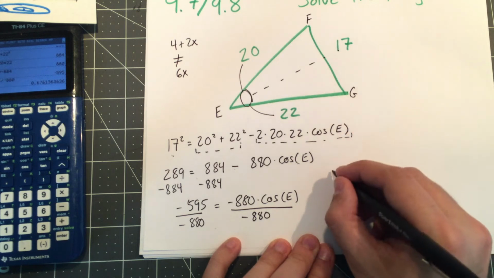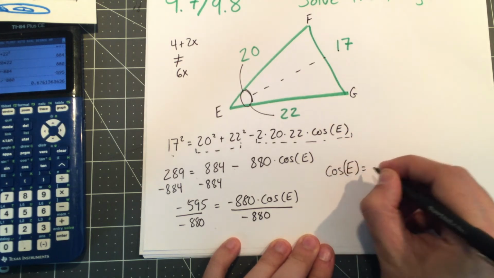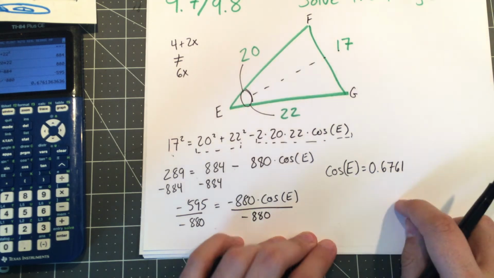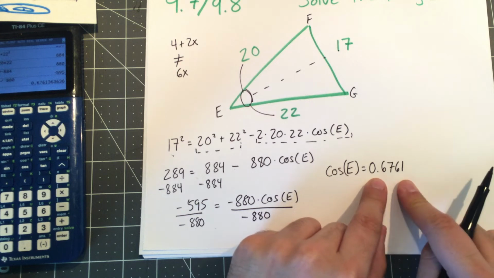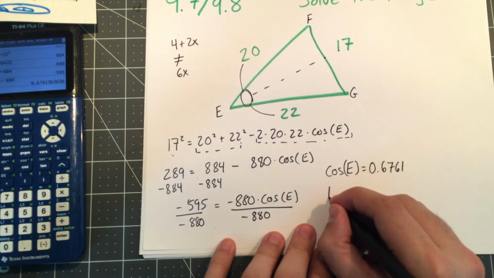So I get cosine of E is equal to 0.6761. Go to my table, see if I can find the closest thing to this, or I do a reverse lookup. I do the inverse cosine.